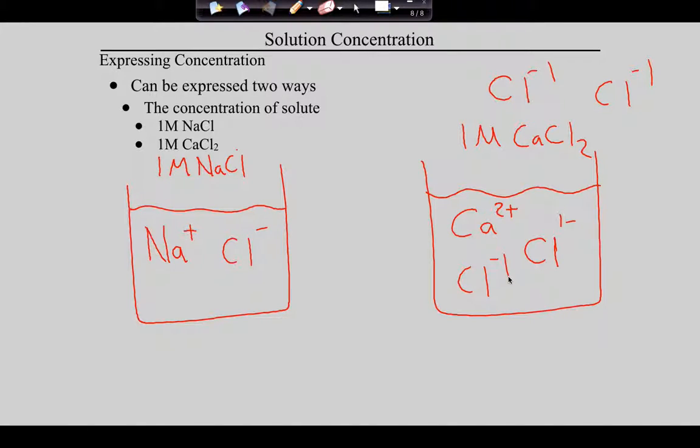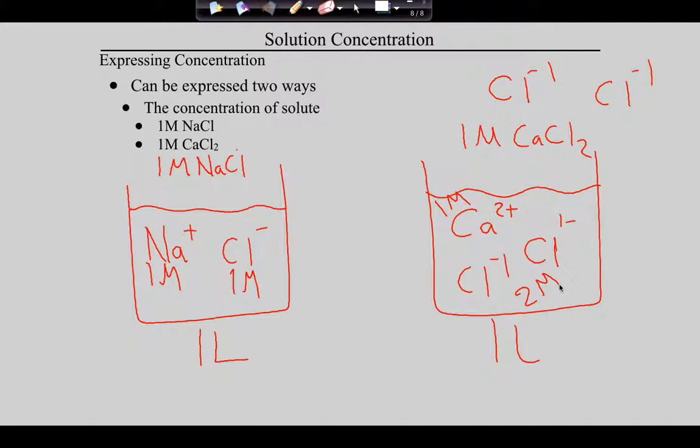Because, guys, if we could assume that these are both 1 liters of solution. That's a weird sentence. Guys, what is the concentration of sodium ion? 1 molar. What's the concentration of chloride ion? Also 1 molar. Now guys, what about this? In this solution, what is the concentration of calcium ion? 1 molar. What is the concentration in total of chloride ion? 2 molar total, 1 molar of each.